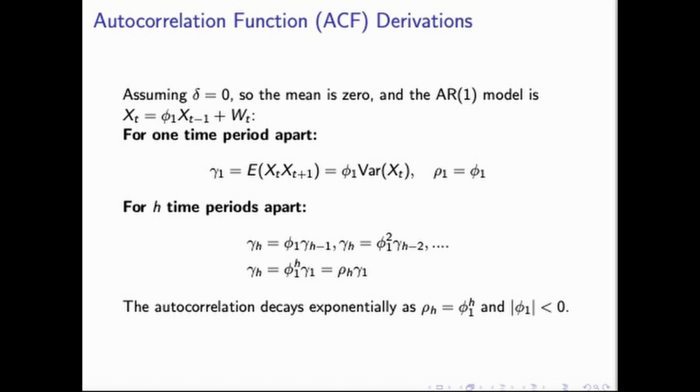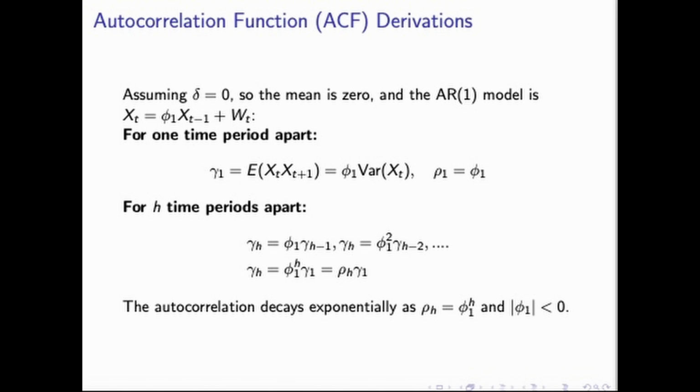Autocorrelation function of the AR process. For one period apart, gamma 1 equals the expected value of the product of xt and xt plus 1. This also equals phi 1 times the variance of xt. And rho 1 equals phi 1, which was already defined before.